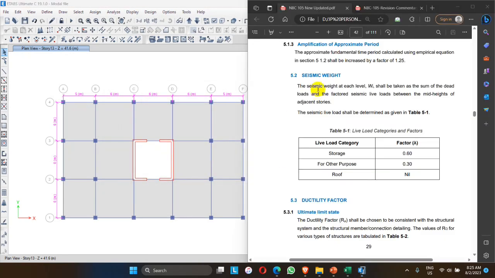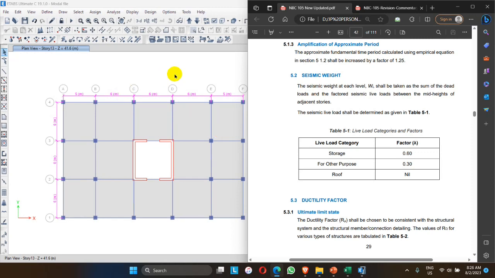Now turning to the seismic weight of the structure, the seismic weight W shall be taken as the sum of the dead load and the factored live load between the mid height of adjacent stories. So in NBC 105:2020, the factor for the live load is 0.3, and for storage such as water tank, etc., or other warehouse storage is 0.6, and for the roof load the factor is 0. So we need to calculate the seismic weight of the structure, which is the sum of dead load plus 0.3 of live load or 0.6 of storage load. So the dead load and live loads shall be determined from this model.